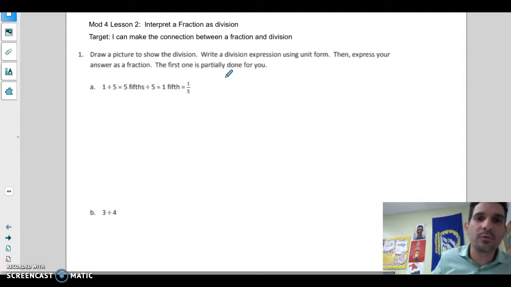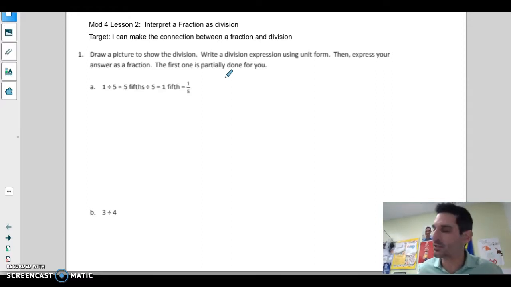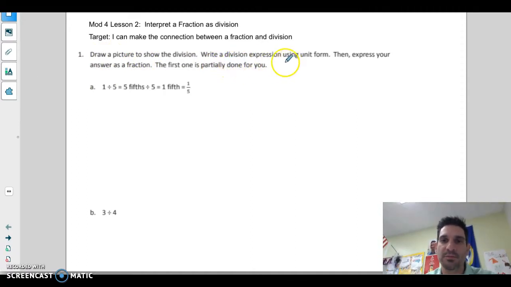Alright, so now this stuff's not going to seem overly difficult, and it really shouldn't be, but we've got to make sure, because this is laying the foundation for this whole mod. So please pay attention. It says we're going to draw a picture, because I know how much you guys love to draw, to show the division. Write a division expression using unit form. Okay, I'll remind you about that. Then express your answer as a fraction.